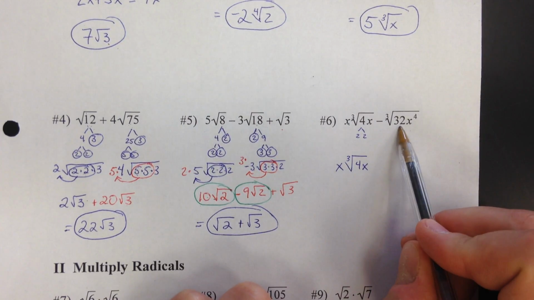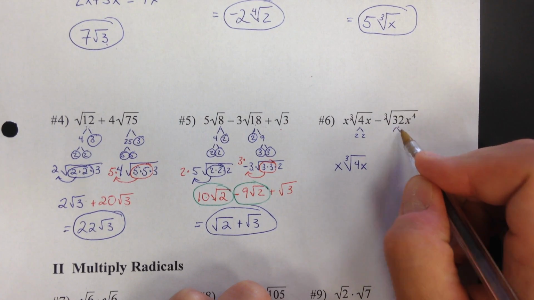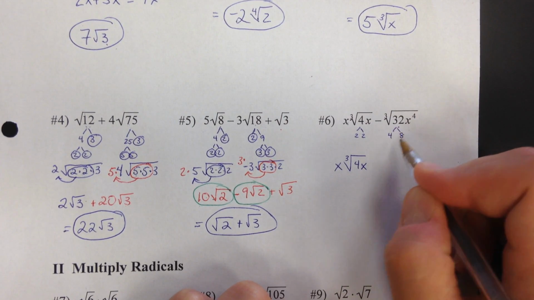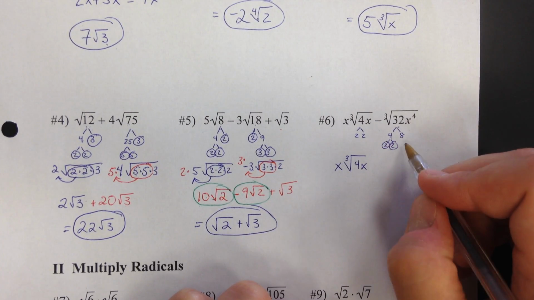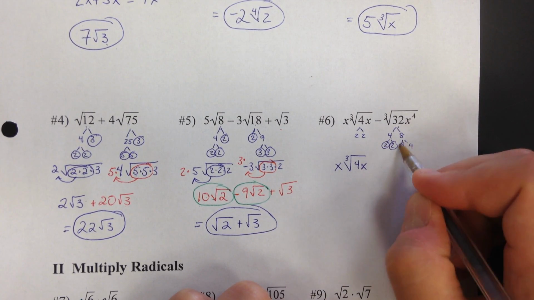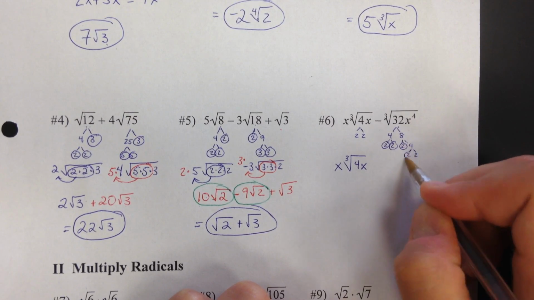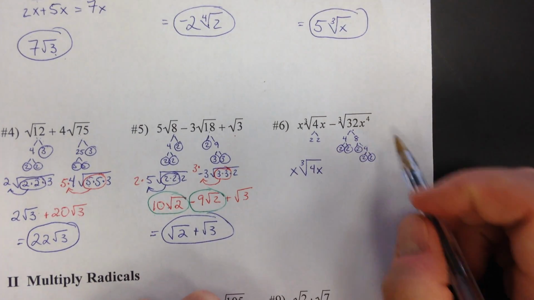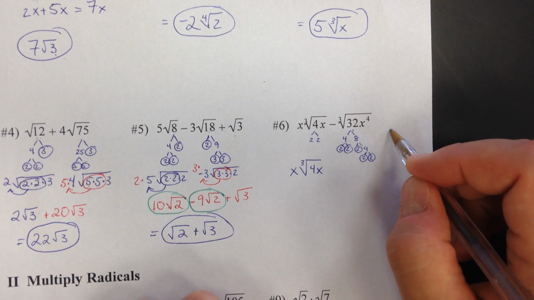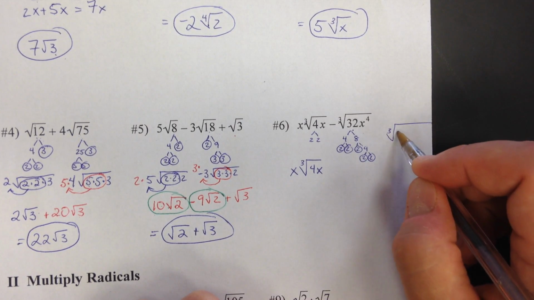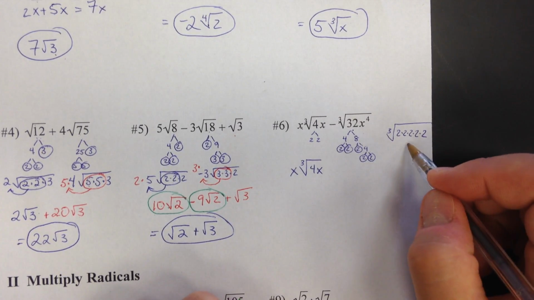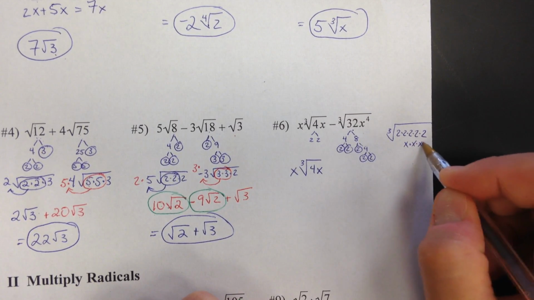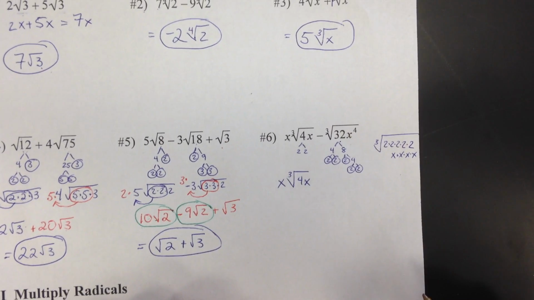All right, so now over here, though, 32, let's break that down. I'm going to say 4 times 8. Then 4 is 2 times 2. And then the 8 is 2 times 4. And again, 4 is 2 times 2. So what I've got there is the cube root. We've got 2 times 2 times 2 times 2 times 2. We have 5 2's. And then x to the 4th is x times x times x times x.